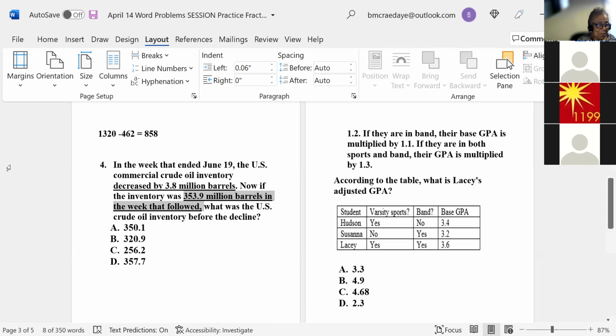You have to add, because it says decrease by this amount, and this is what's left. So you add the 353.9, fine, 0.9, plus the amount it decreased, which is 3.8. And that will give you the 357.7. So answer D.